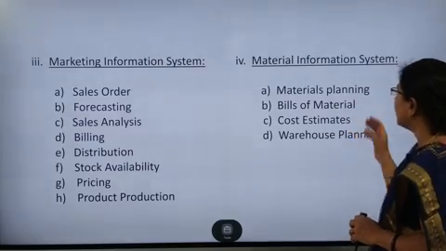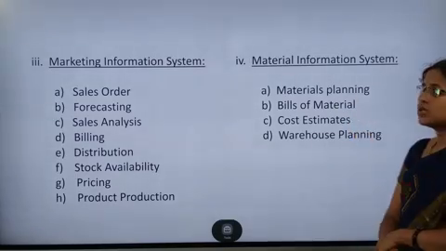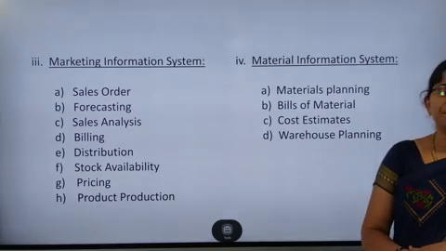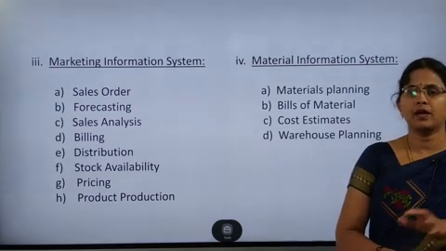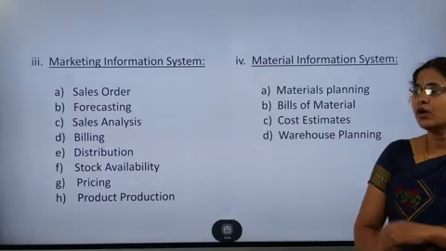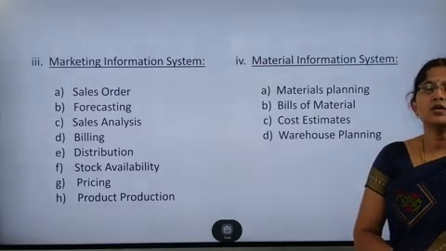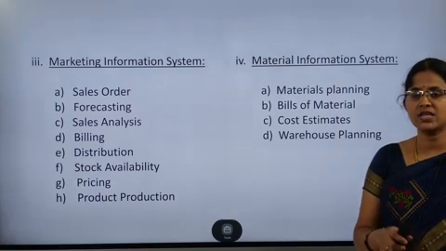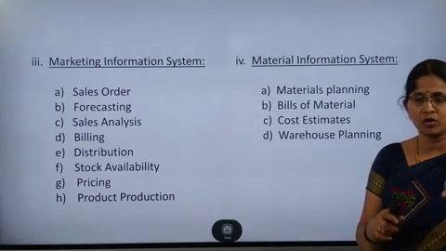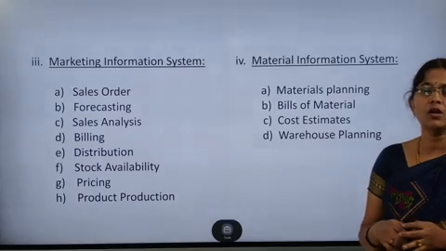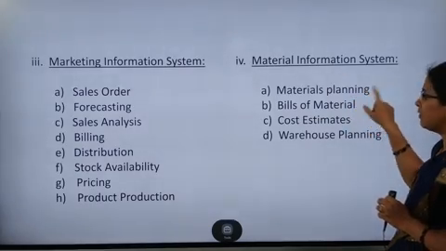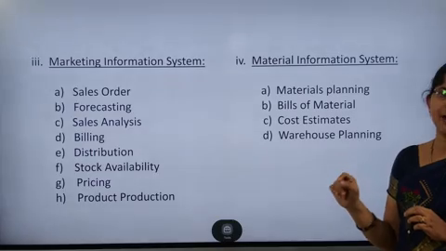Next one, material information system. This is completely about the raw material. It means if you want to go for production, how much raw material is required, how much quantity is required, and what are the different raw materials required for the production. All those are planned in the first stage, that is materials planning.